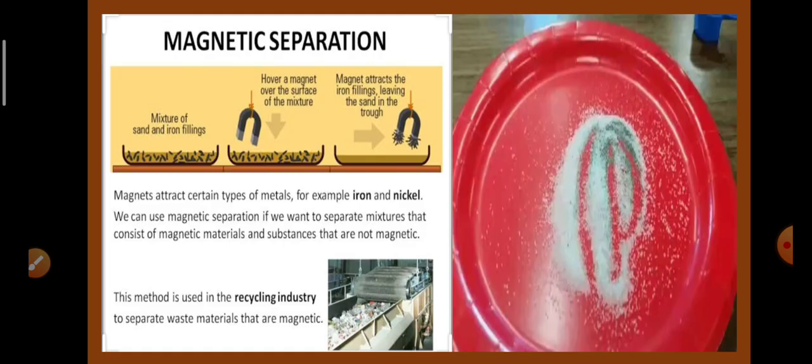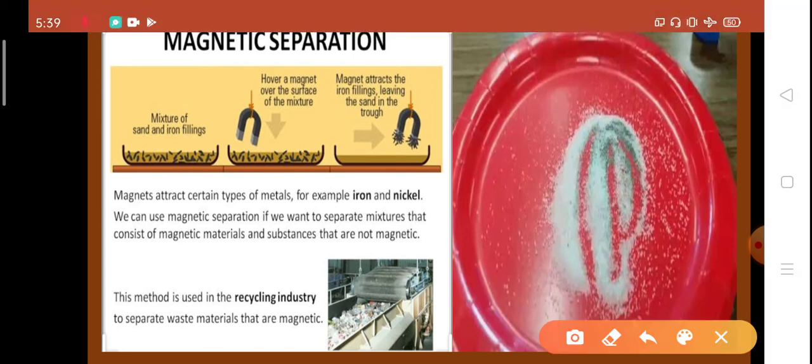The next method is magnetic separation. In this, magnets attract certain types of metals, for example, iron and nickel. We can use this method if we want to separate mixtures that consist of magnetic materials and substances that are non-magnetic. This method is mainly used in the recycling industry to separate waste materials that are magnetic. Now let's check how this method is done.